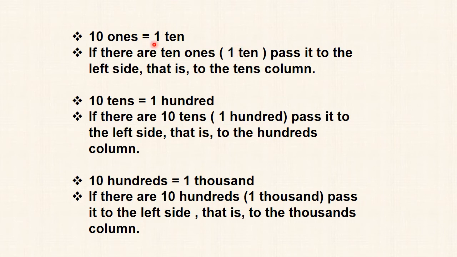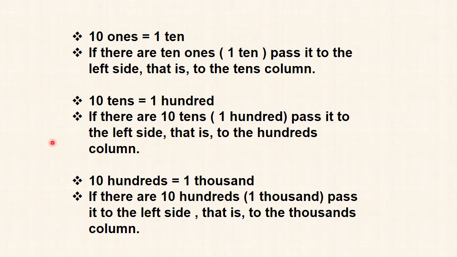Okay, 10 ones make 1 ten, and if there are 10 ones or more than 10 ones, make sure you transfer the 10 ones to the tens column, because 10 ones make 1 ten. If there are 10 tens, 8 tens, 9 tens, it's okay. When there are 10 tens, that makes 100. So if there are 10 tens, 100, pass it to the left side, that is to the hundreds column.